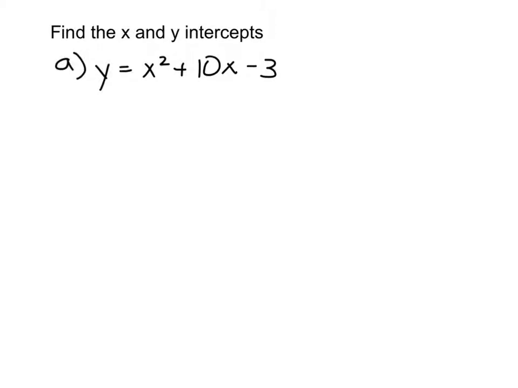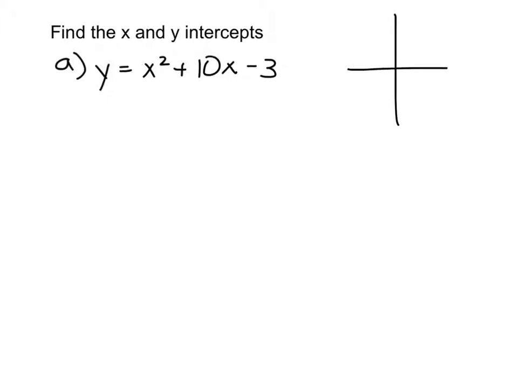In this video, we're going to discuss how to find intercepts of graphs. So first off, what is an intercept? Remember, an intercept is just where you cross the axis. So the x-intercept would be where you cross the x-axis, and the y-intercept would be where you cross the y-axis.